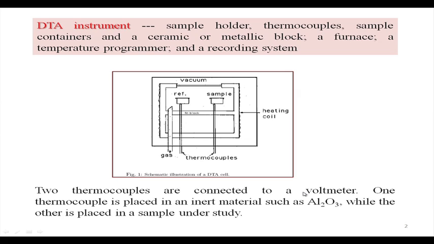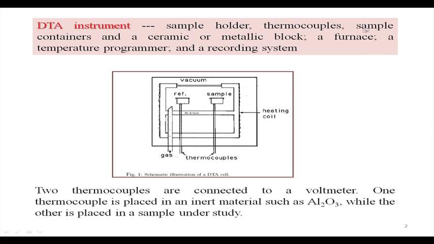That is very important, the use of the thermocouple and the connectivity, because these two thermocouples are connected to the voltmeter. One thermocouple is placed in an inert material, the reference material such as alumina, Al2O3, while the other is placed in the sample under study. So, the other thermocouple will be under the sample, and we record these things.